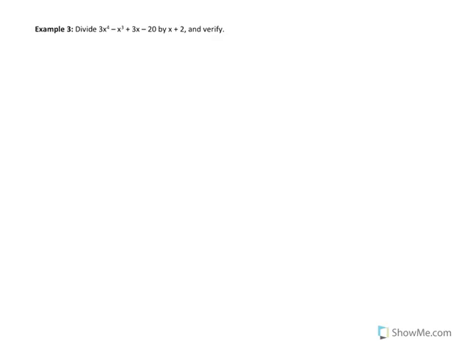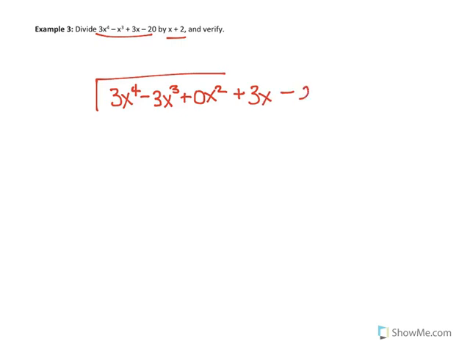So we're going to divide this by this. So we have 3x to the power of 4 minus 3x cubed. And what I'm noticing is I don't have an x squared. So what you have to do is you have to put a placeholder in, a 0x squared, which seems silly, but it really doesn't change anything because that's just 0. Then we have plus 3x and we have minus 20. And we're going to divide it by x plus 2. Alright, let's go.